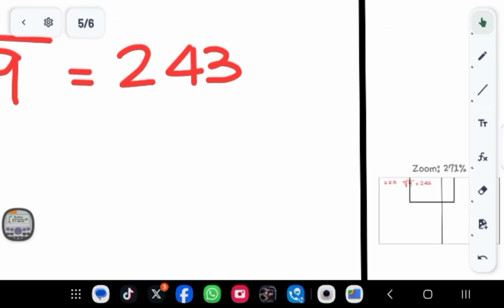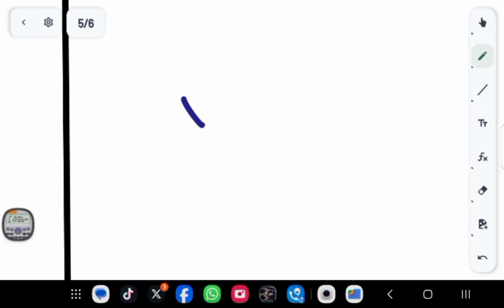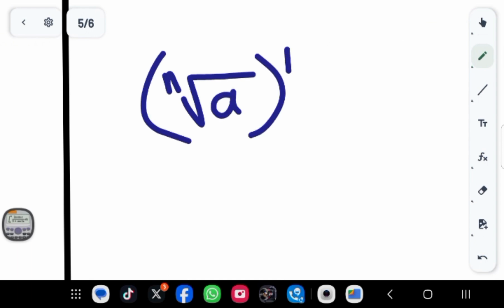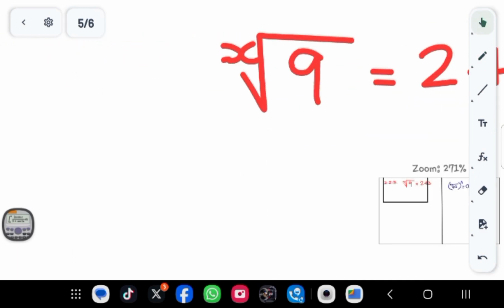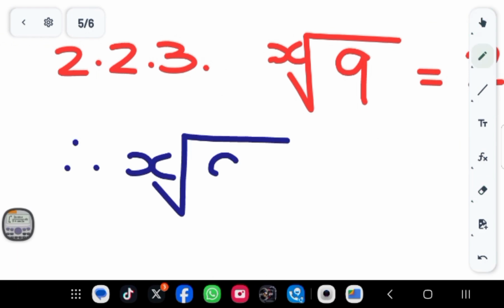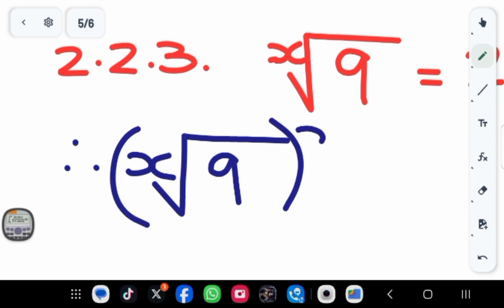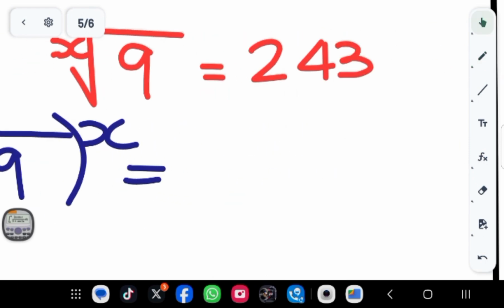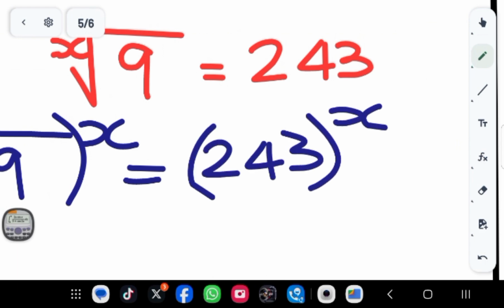Alright, remember that if you have the nth root of a and you raise that all to the power of n, basically you're just taking off the radical sign, or the square root sign, as many people know it. So what we will do is the same story. We will raise everything to the power of x to get rid of the radical. What you do to the left hand side, you must also do to the right hand side.